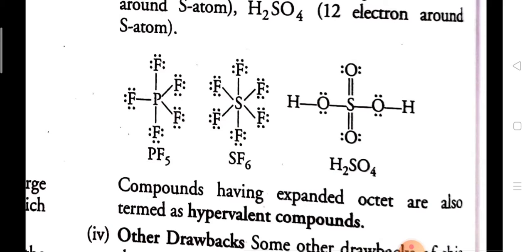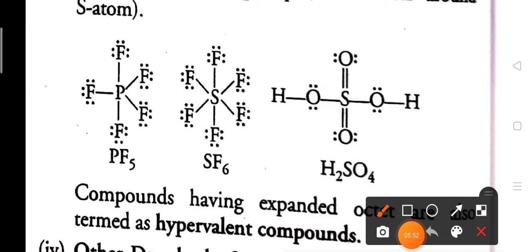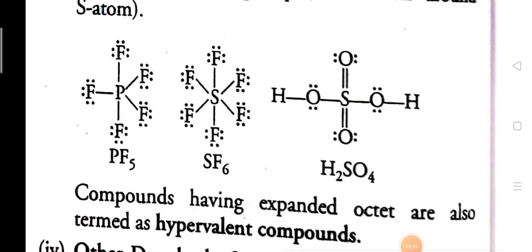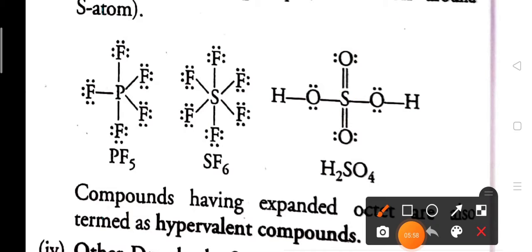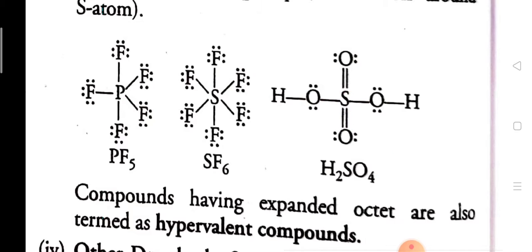So these are the diagrams of these molecules. Here you can count the valence electrons surrounding the central atom. This sulfur is the central atom. You can count the electrons from here: 1, 2, 3, 4, 5, 6, 7, 8, 9, 10, 11, 12. So there are 12 electrons around the S atom. Here also 12 electrons, and here 10 electrons around the P.